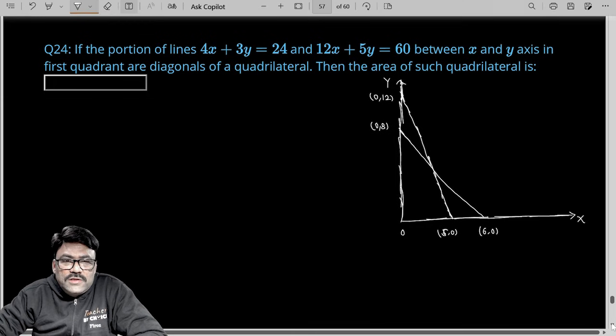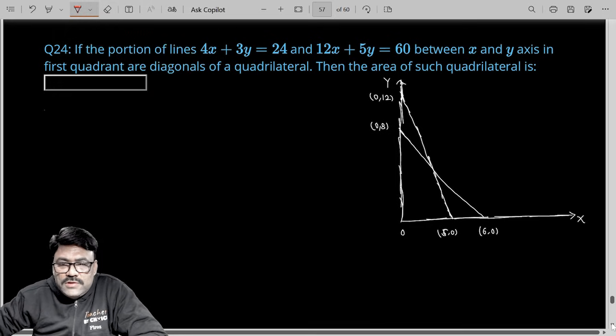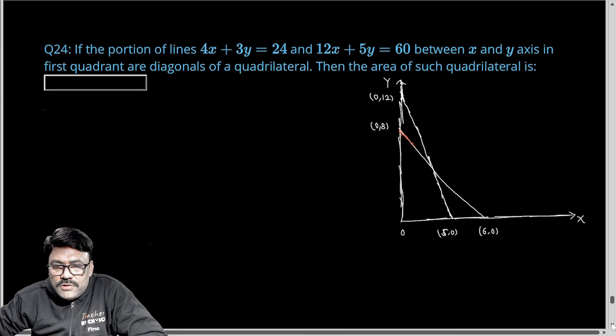Now they are saying that these two line segments between the coordinate axes, this line from here to here, and this line, are diagonals of a quadrilateral. So let's say these points are A, B, C, D. Let's say this point is A, this point is B, this point is C, this point is D.